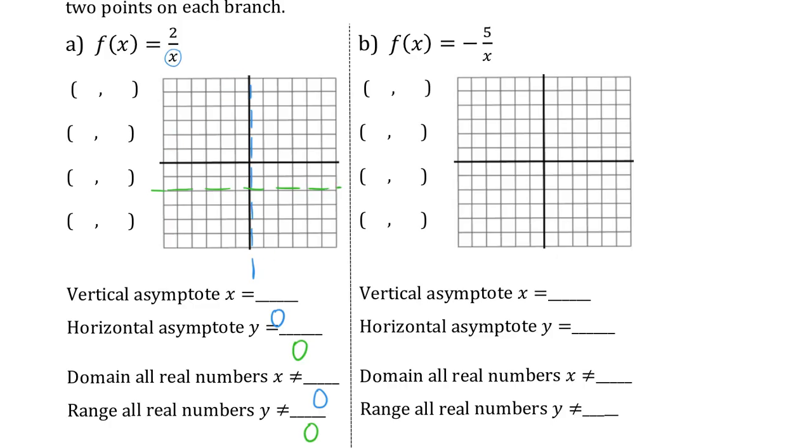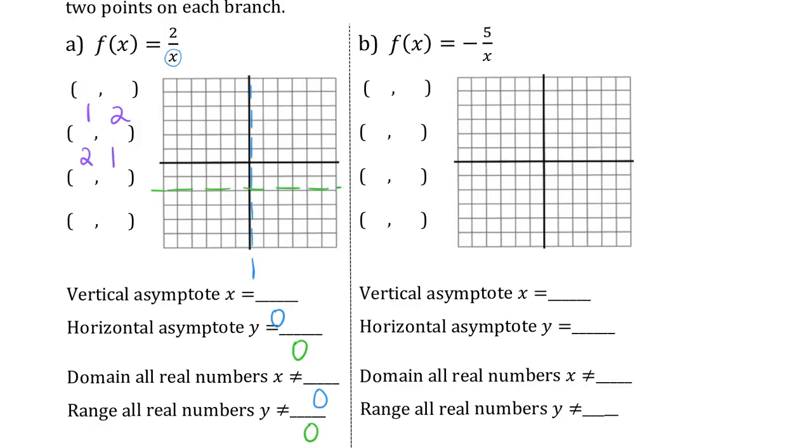So I'm going to plug in a couple values in order to figure out where those pieces are. I normally pick ones very close to the vertical asymptote. The vertical asymptote is at 0. So I'm going to plug in easy numbers to the right of this asymptote. So I'm going to plug in 1 and 2, just because they're easy to plug in. If I plug in 1, x is 1, I get 2 divided by 1 is 2. If I plug in 2, 2 divided by 2 is 1.